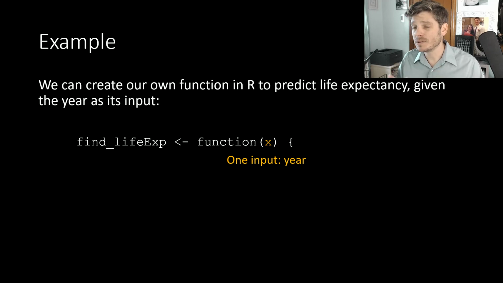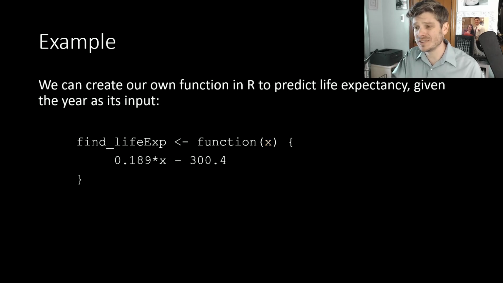My one input is year, right? That's my only input, so I only need one input when I set up my function. And then my code is just going to be 0.189 times x minus 300.4. So again, we can see this is really similar to our f of x function notation, right? Our function of x, f of x, and then the mathematical statement that we have down there.